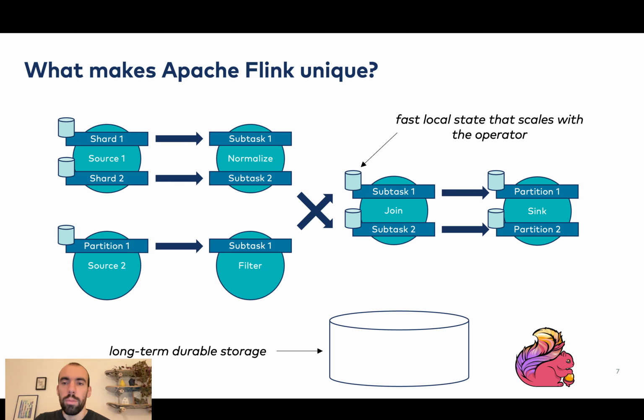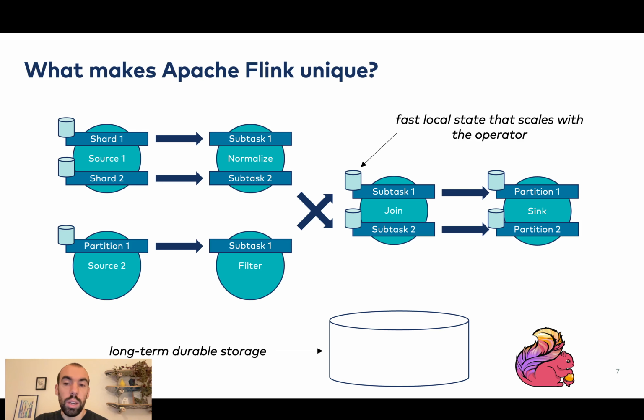So for example, in case of a join, maybe you need to wait for the other side. So maybe you have just received one event from one side, but the other side is still missing. So what you do is you put the event into state and you wait for the second event to arrive. So this is a typical state example.